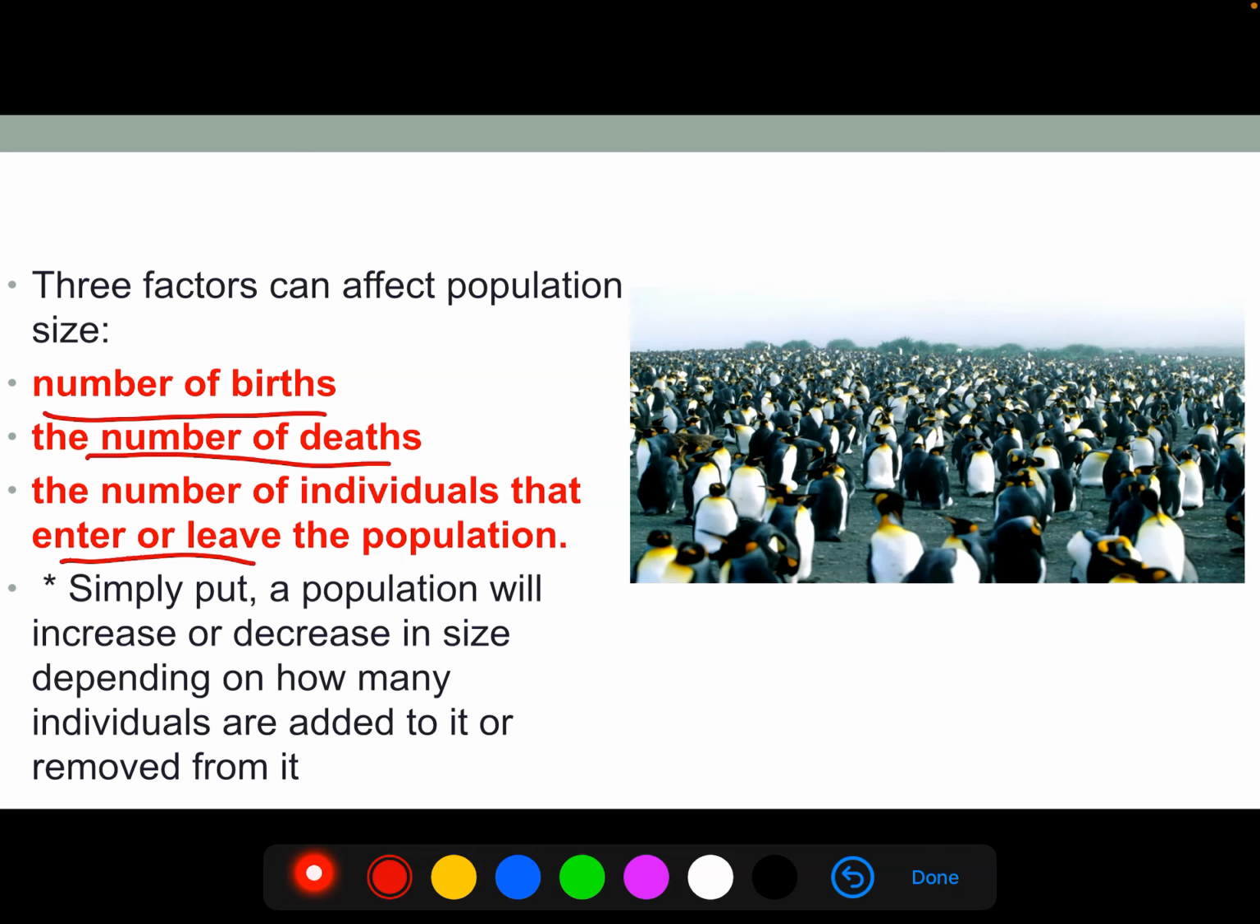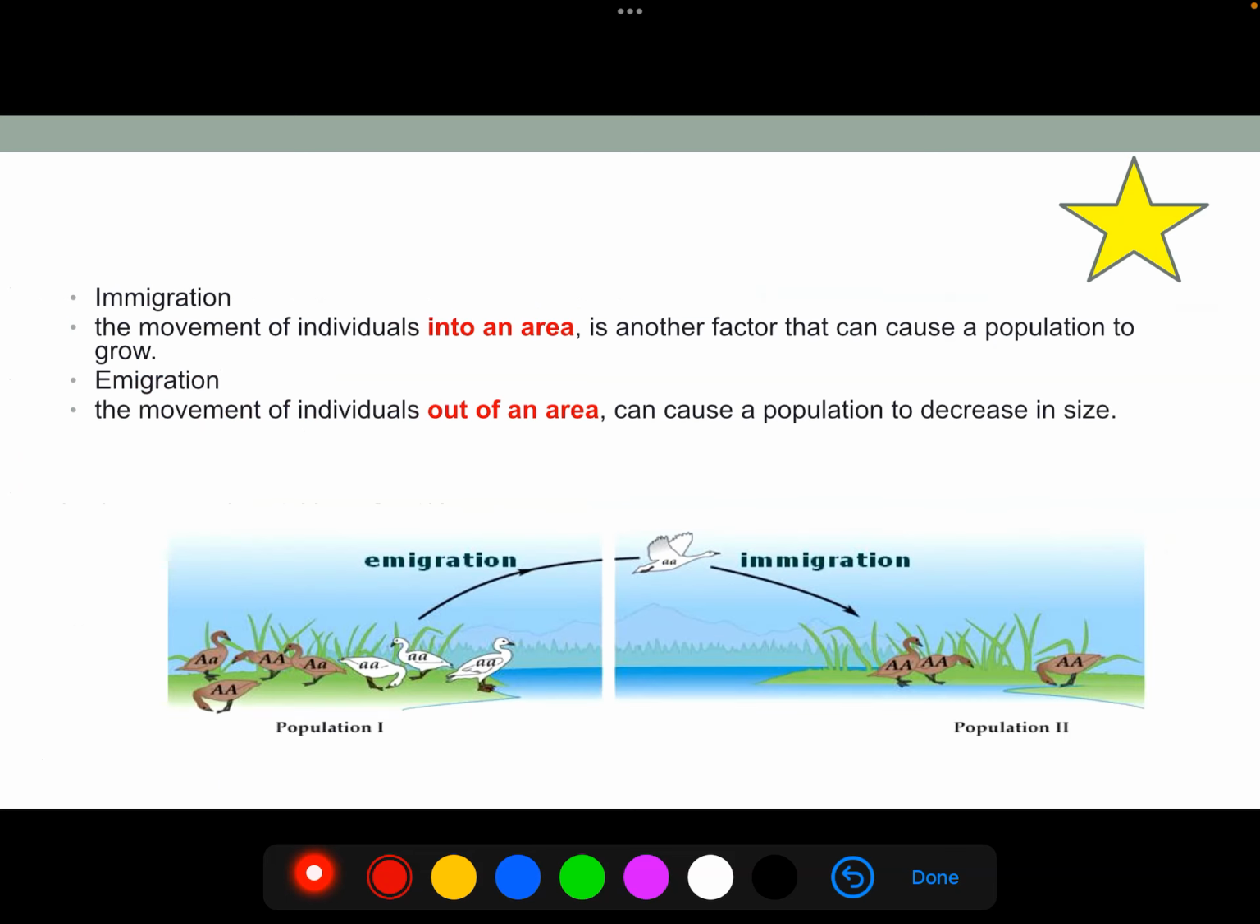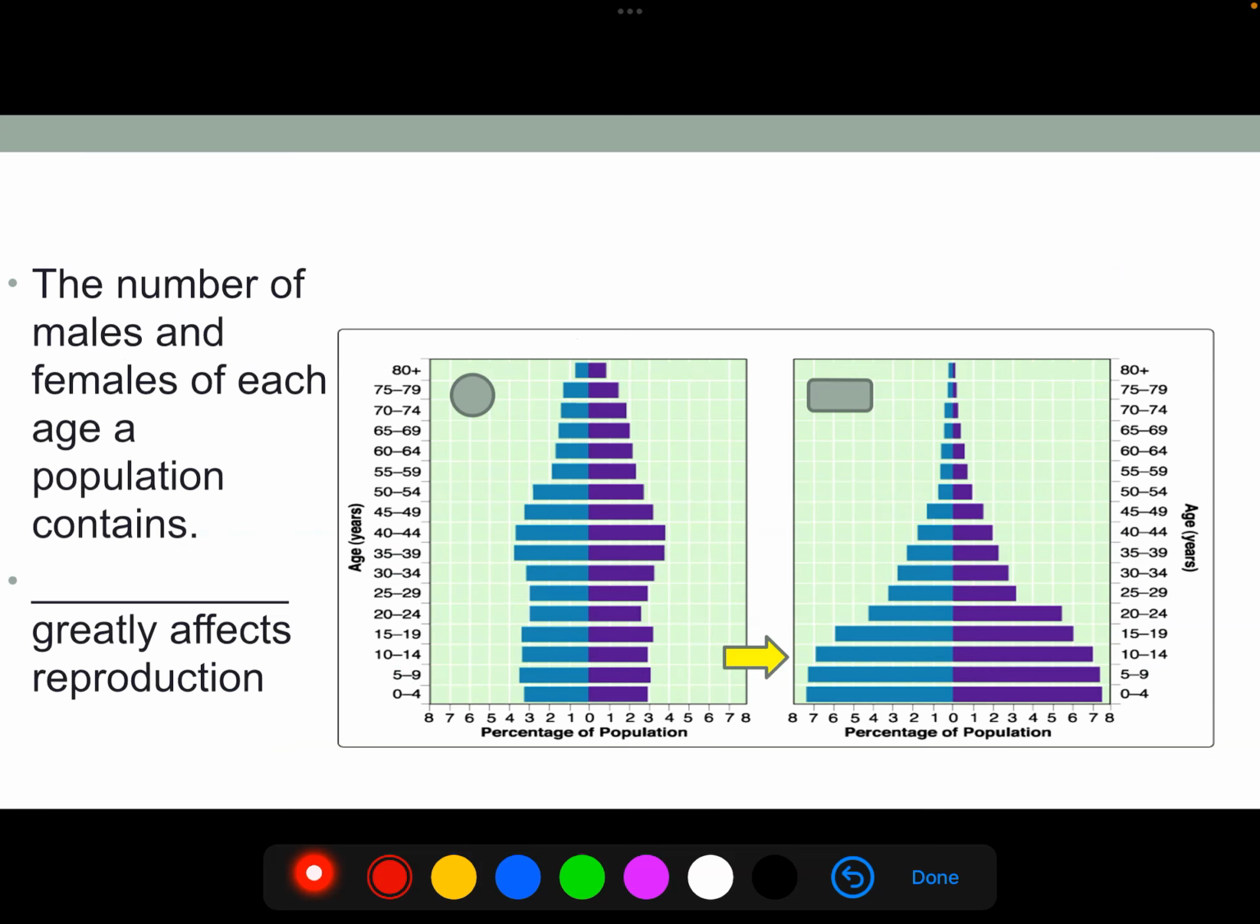Immigration or emigration. Okay. And we already talked about this, but immigration, this is just kind of genetics. Y'all remember that stuff? Little a, big A, dominant, heterozygous. We'll get into that down the road. Moving into an area is immigration, and when they leave, that's emigration. The number of males and females of each age a population contains is called age structure.